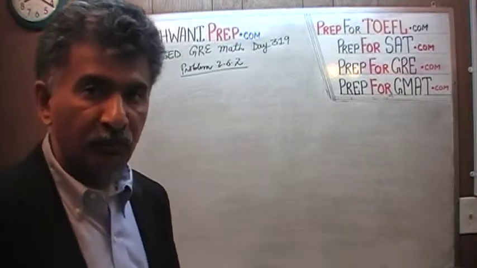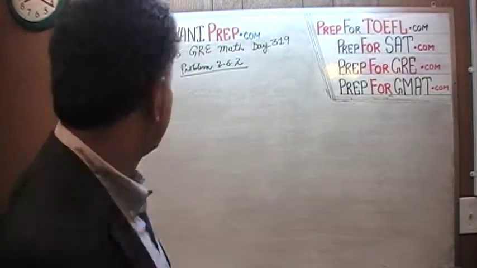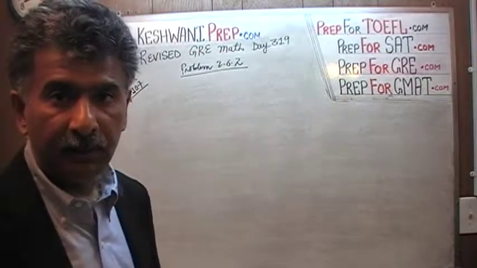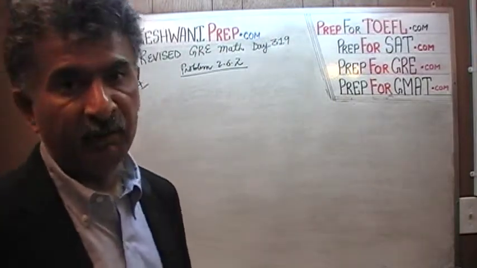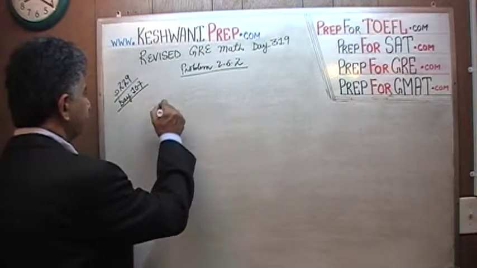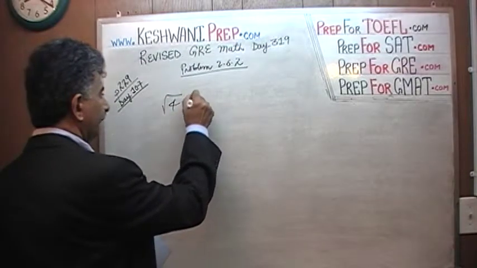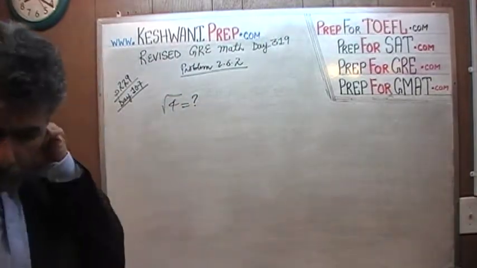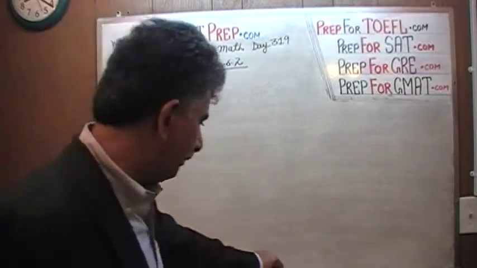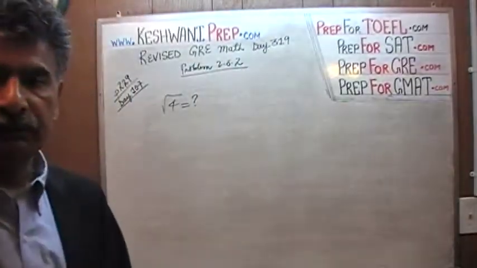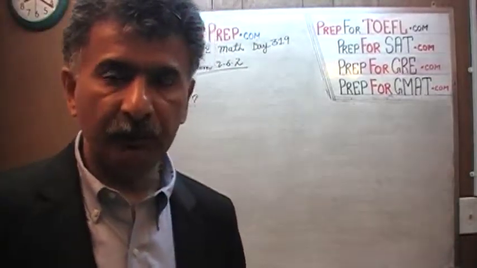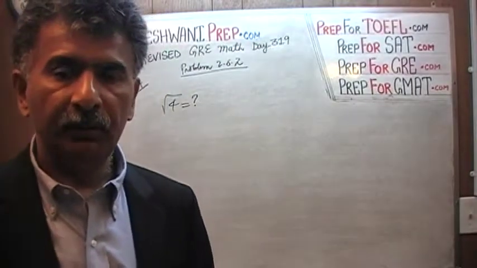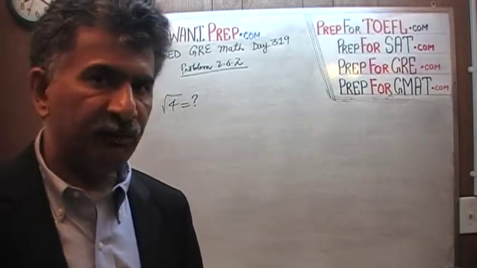Before we actually solve problem number 2.6.2 on page number 229, let's start with something simple, something very basic. Here's the question. How much is the square root of 4? Sounds like a simple, silly question to ask. Everybody knows what the answer is. What is this question asking?